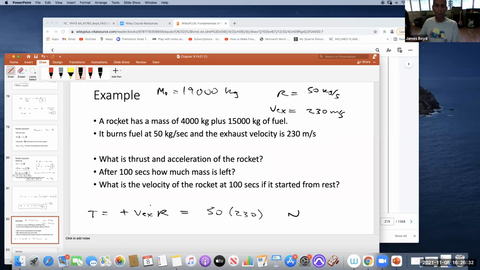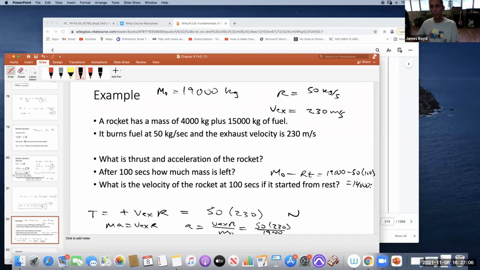All right, what is the acceleration? Well, MA is VEX R, so A is simply VEX R divided by M naught, which is 50 times 230 divided by 19,000. That much is okay. After 100 seconds, how much mass is left? M initial minus RT is 19,000 minus 50 times 100, which is 5,000, so 14,000 kilograms.